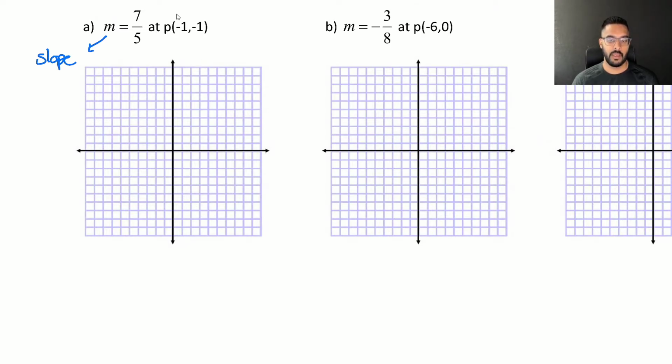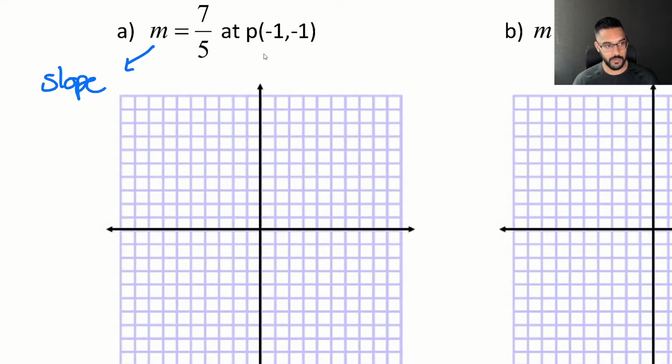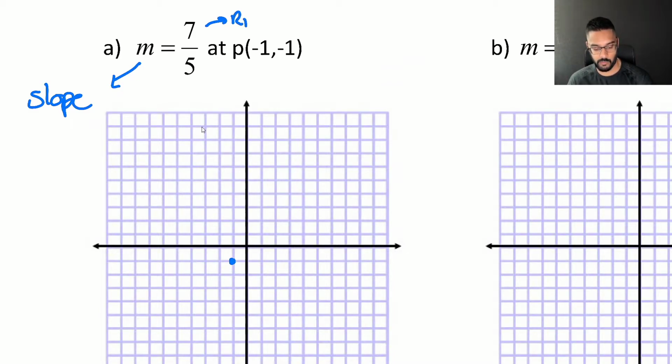So here's our point that we're going to use, -1, -1. It's helpful just to plot that point first. So -1, -1 is right there. There's point P. Now if I'm going to use this slope to generate a line, I really have to follow the directions that the slope tells me. Really, it tells me that the rise is 7, the run is 5. So from this point, that point has to be on the line that we're creating. So from this point, I should be able to go up a certain number of units and run a certain number of units to generate a new point that's on the same line.